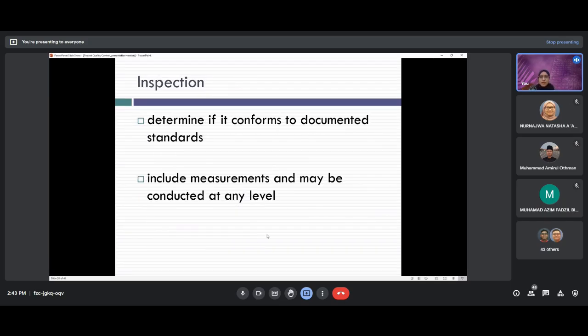And then inspection. Inspection is where you determine whether it conforms to document standards. When you inspect, of course, you must know what to inspect, what the metrics are to look for. This includes measurement and may be conducted at any level. So you yourself have to justify or plan when you want to inspect the site or the process. Maybe 2 times in a month, or maybe 4 times every week you come and inspect. It totally depends on the project manager to plan the inspection. But the inspection is to conform to the standards that you have identified during the planning stage.